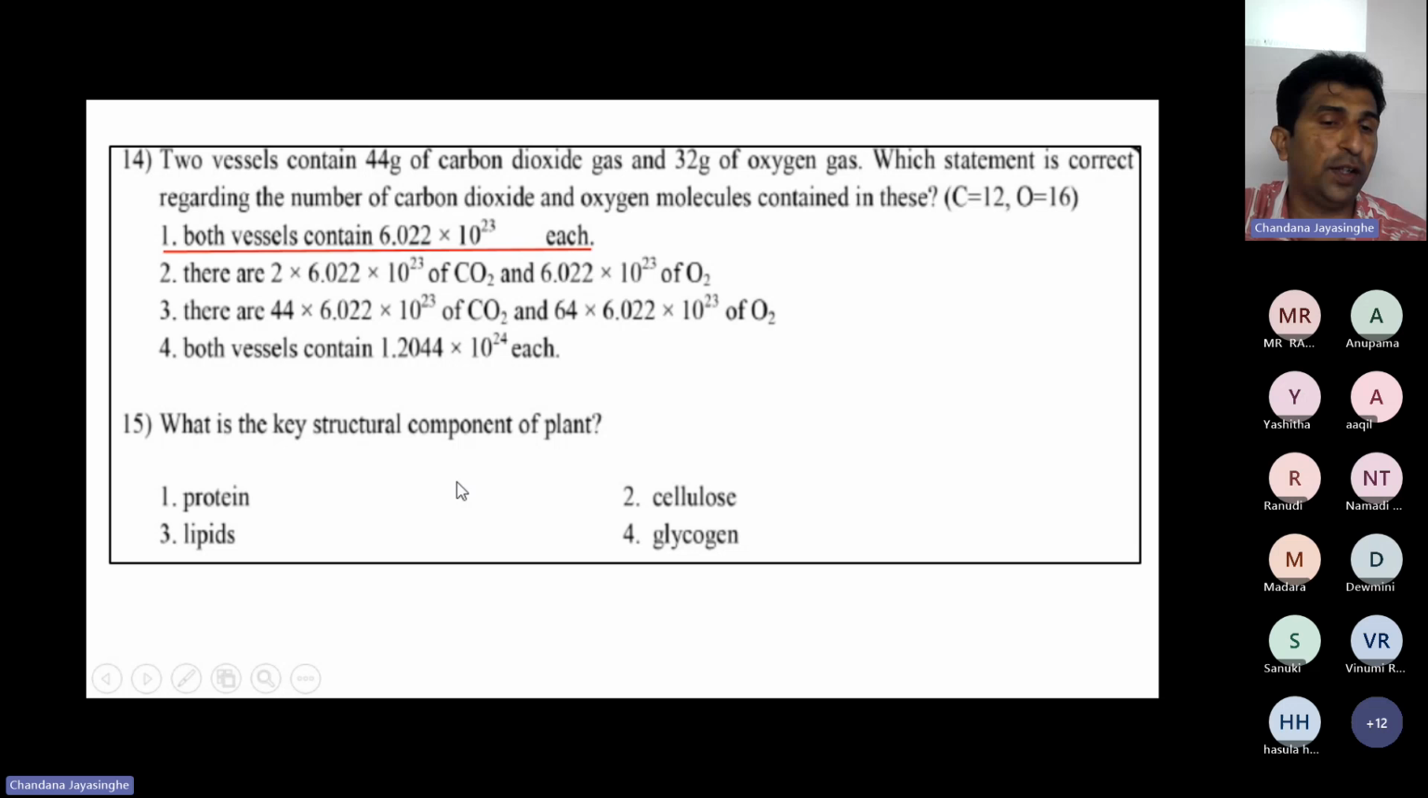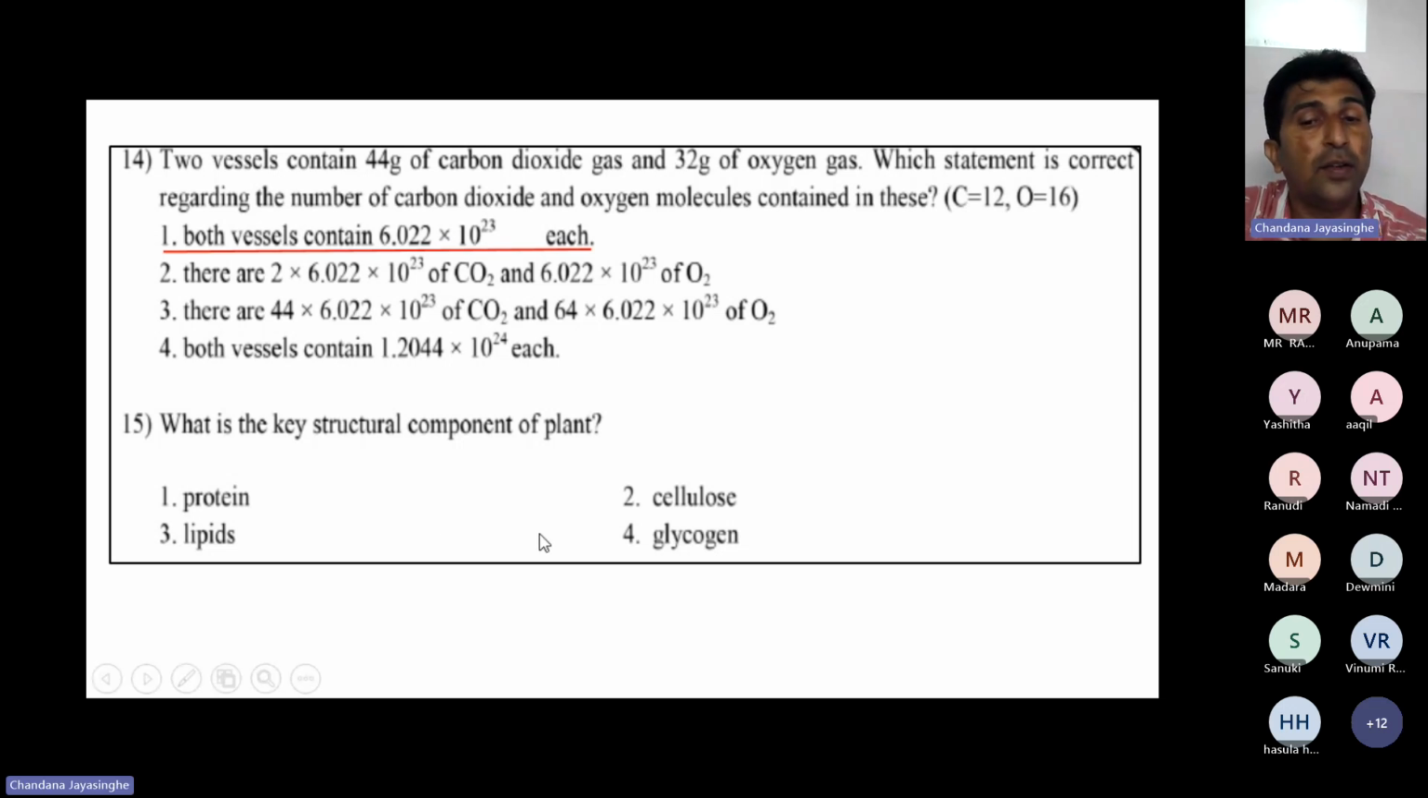Right. 15th question. What is the key structural component of the plant? Normally you learn three polysaccharides, starch, glycogen, and cellulose, up to your O-level chemical basis of life. Here they ask what is the structural component of plant, that means the plant cell wall structure. Normally we found what out of this?